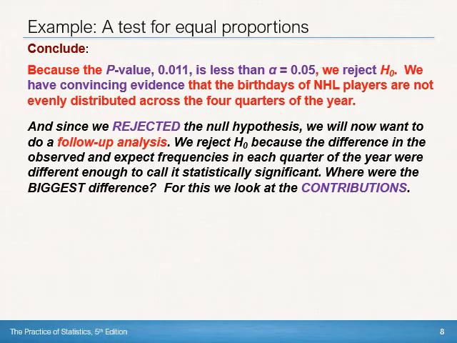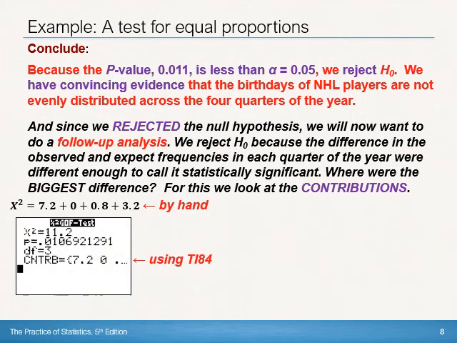If we did it by hand, we would look at the 4 values that we add up to get our chi-squared. If we used our calculators, it gives us a little matrix that we can use the right cursor button to go over and look at all the values. Obviously there's a big difference in the first and fourth quarters because you can see those numbers are the biggest. In other words, 7.2 is a big part of what made up the total value of 11. 3.2 is also fairly big, so we might talk about both of those. The other 2 quarters were rather small, so we don't have to worry about talking about those.